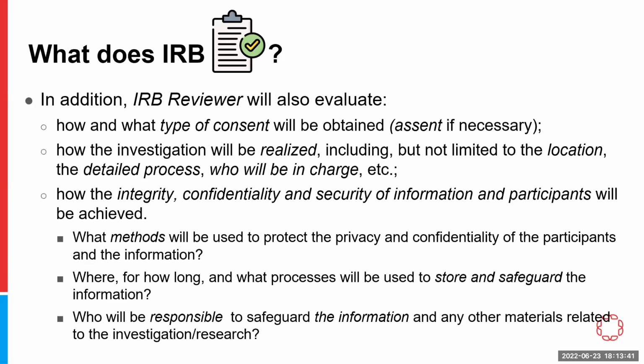The IRB reviewer also will evaluate how and what type of consent will be obtained. Also the assent if necessary. Now, the consent. You can waive the consent if the risk is minimum or less than minimum, and you're not using special or vulnerable population. However, you need then to establish an information sheet.